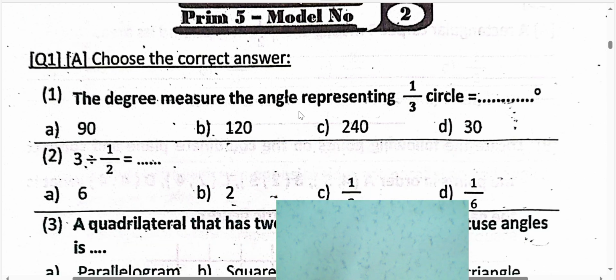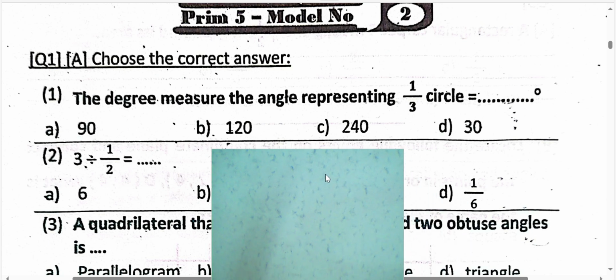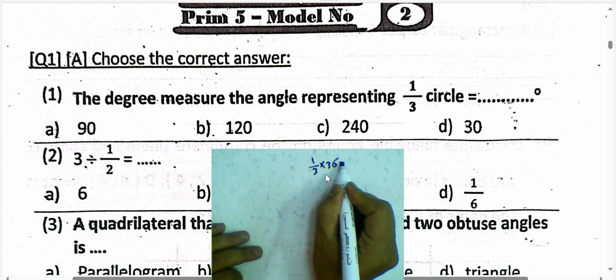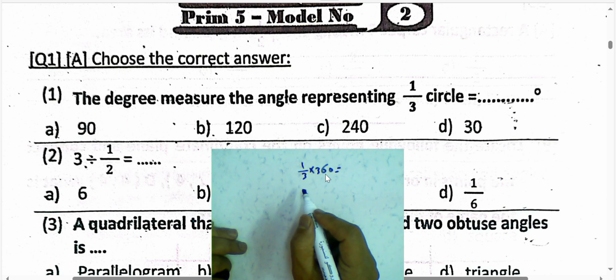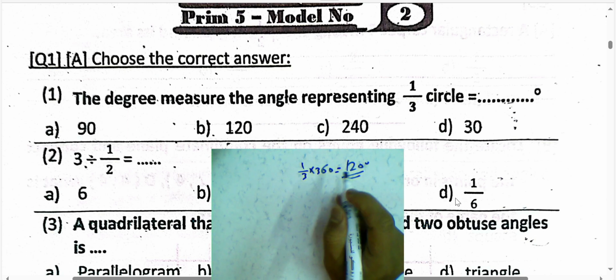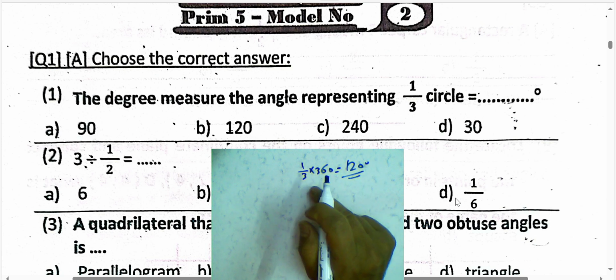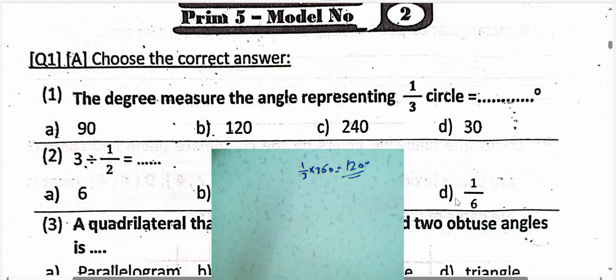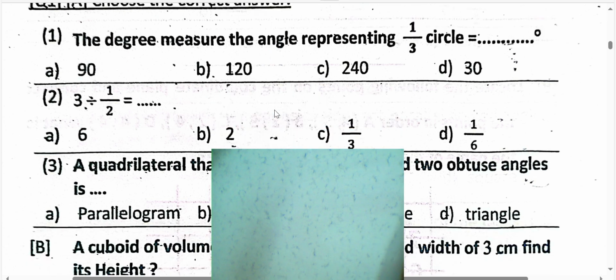The degree measure of the angle represents a third of the circle. A third of the circle will be a third times 360, because the measure of the angle is 360. The third of 360 will be 120 degrees. 12 times 3 equals 36, and 360 divided by 3 equals 120. Choose letter B. Next question, number 2.